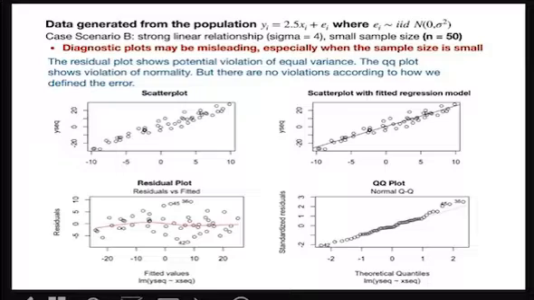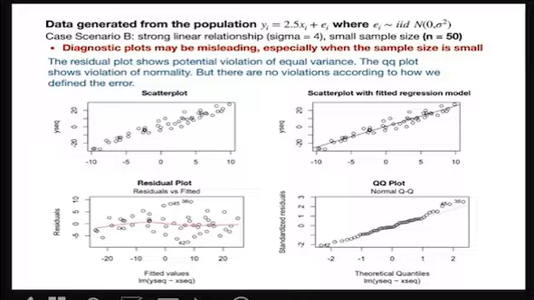The very first thing, and I said something here: diagnostic plots may be misleading, especially when the sample size is small. How do I know? The residual plot shows a potential violation of equal variance. Do you see the residual plot? You can see those points are scattered away. If you take a look at that, the variance of the residual along the x-axis is not the same. Therefore, there's a violation of that.